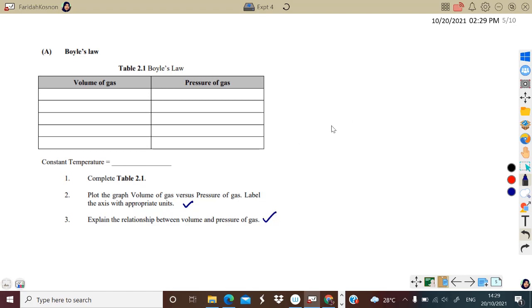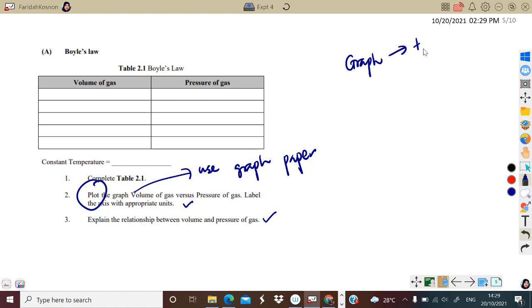Okay, jadi maksudnya bila dia kata plot memang kena guna graph paper. Use graph paper. Okay, graph yang bagus mestilah memenuhi satu page graph itu ataupun 3/4. Jadi saya tak nak you buat kecil-kecil, you pastikan you buat hampir memenuhi kita graph. Okay, you punya graph mesti ada title. Must have title.